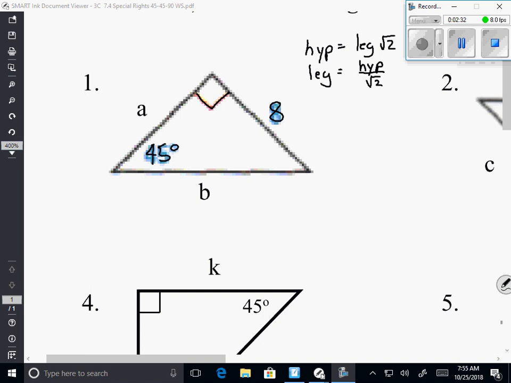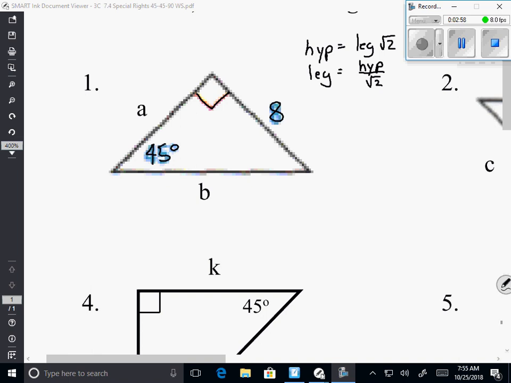So we only need 2 formulas for our 45, 45, 90s because we only have 2 different lengths. They're 45, 45, 90s. The legs are the same. So that's one value. And then you have the hypotenuse, which is your second value. Okay? So you only really need 2 formulas. If you know one, you find the other. If you know this one, you find that one.